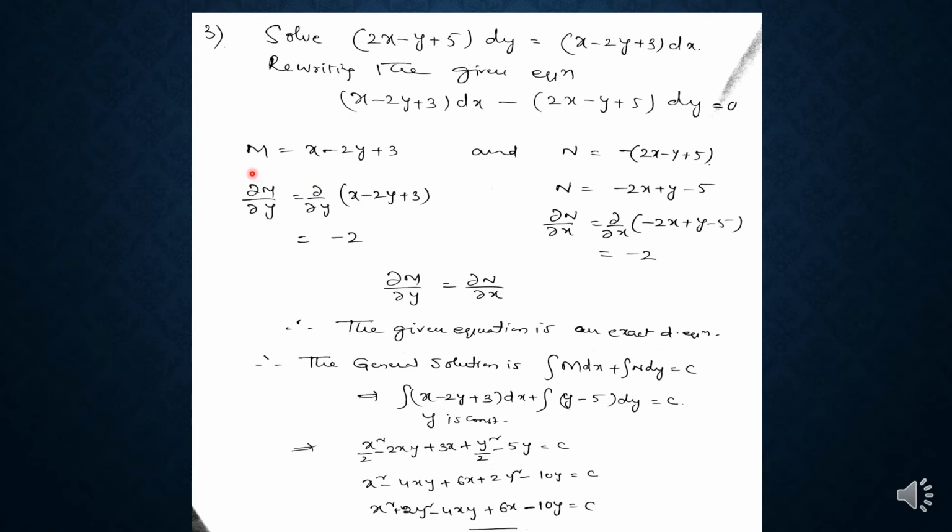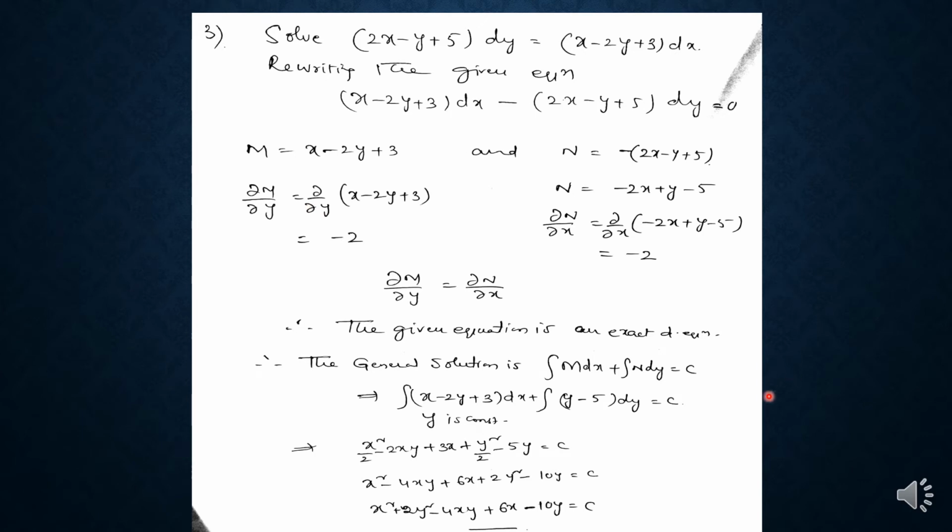So take the partial derivative, dou M by dou y. Dou M by dou y is equal to dou by dou y of (x minus 2y plus 3). We know that while differentiating with respect to y, x is a constant. So treating x as a constant, differentiate this function. Dou by dou y of x is 0 because x is a constant, minus dou by dou y of 2y, that is minus 2, plus dou by dou y of 3. 3 is a constant, so the derivative of 3 is 0. So you will get minus 2.